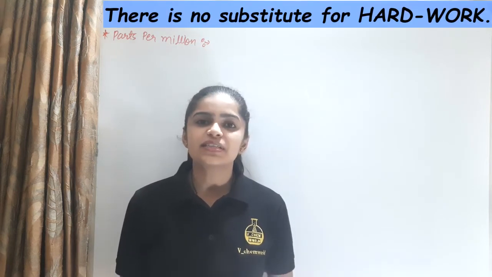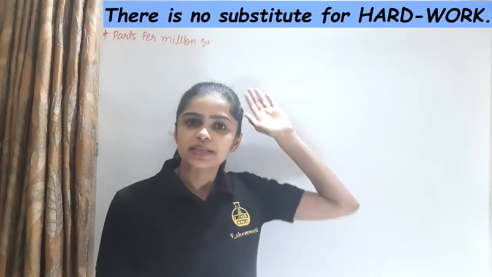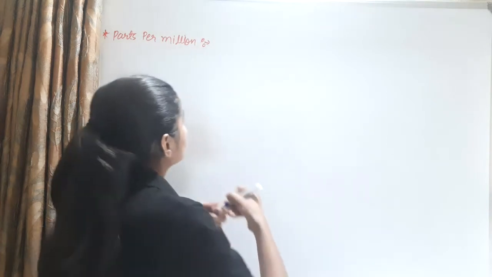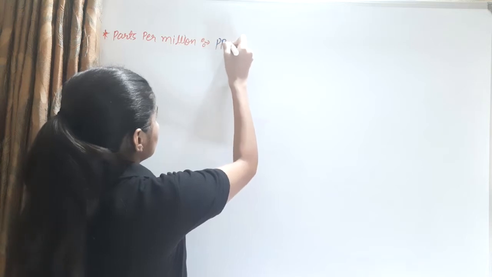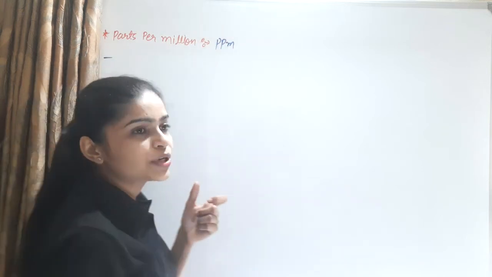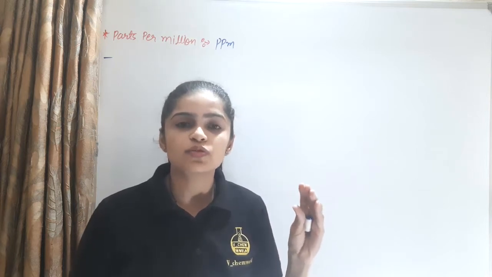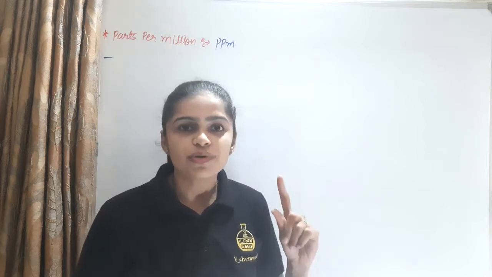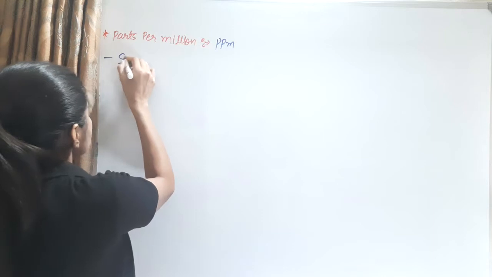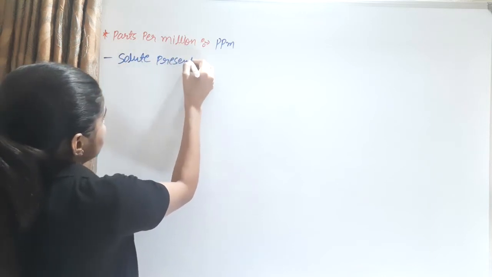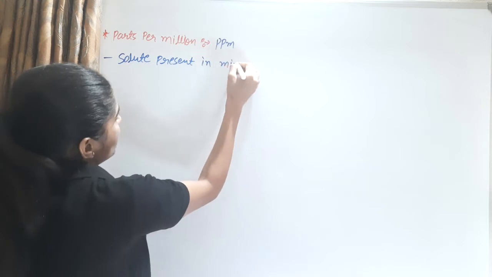In this lecture, we will discuss the concentration term parts per million. It's known as ppm. Where solute is present in a minute or minimum amount, it is expressed in terms of parts per million. So the first condition is that the solute is present in minimum amount.